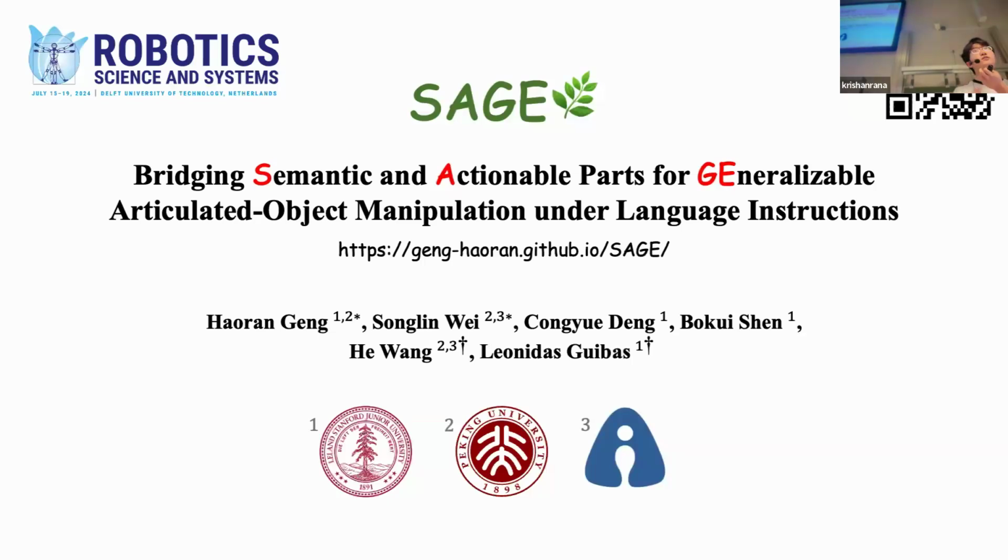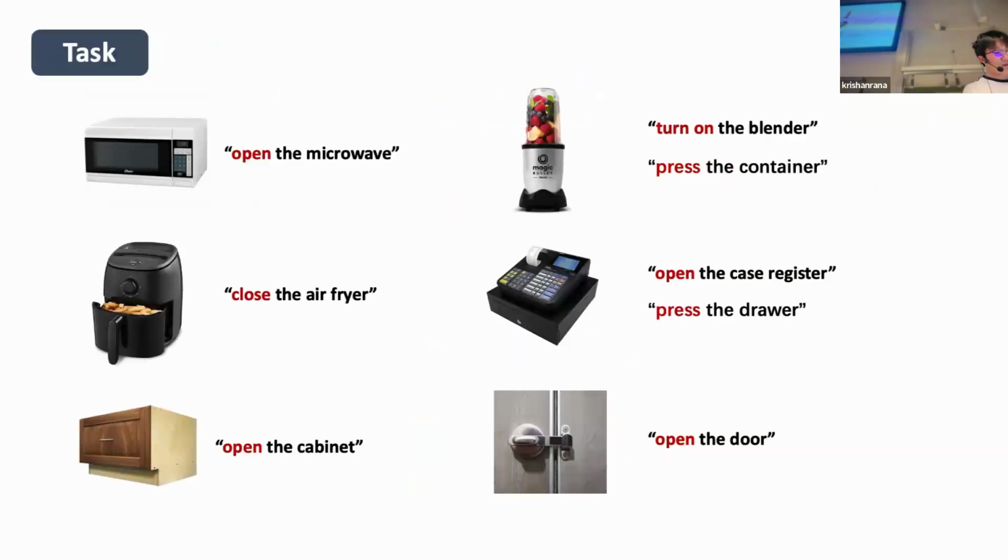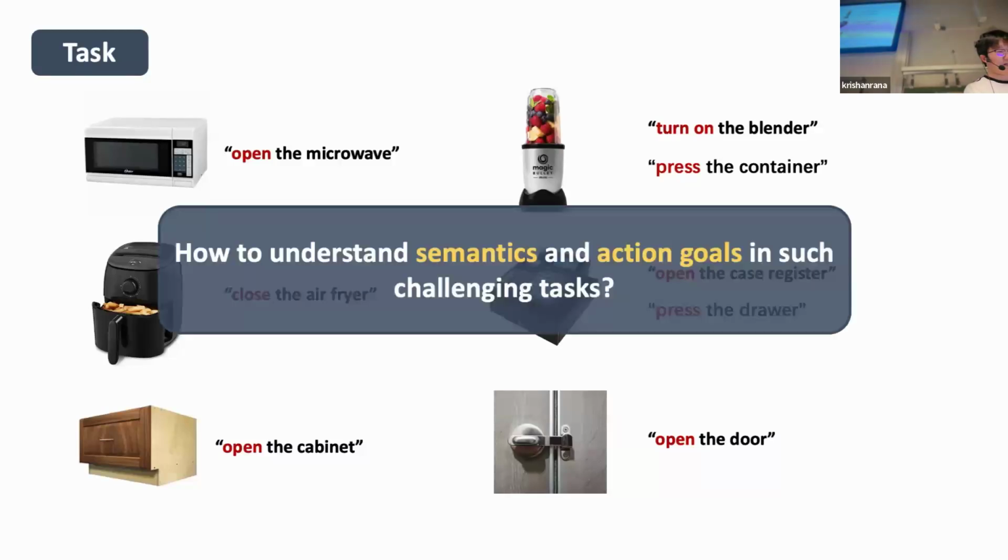I'm happy to be here to present our paper, SAGE. This is a framework aimed at language-guided generalizable articulated object manipulation. Articulated object manipulation can be very challenging due to the diverse semantics, geometry, and actions of articulated objects. Today's topic is semantics reasoning and goal understanding. So how can we actually understand the semantics and the action goals in such challenging tasks?